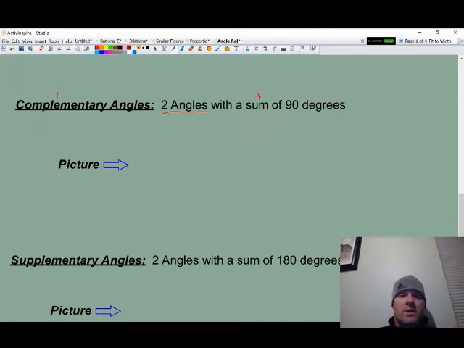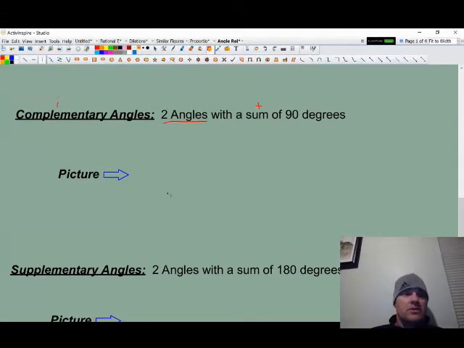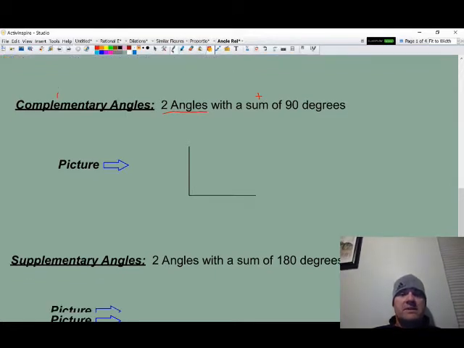So if I wanted to draw a 90-degree angle, let's go back to our tools here. There's one, and here's a 90-degree angle right there. Perfect. We often signify or denote a 90-degree angle with a box in the corner. So two angles that add up to be 90 degrees are called complementary.